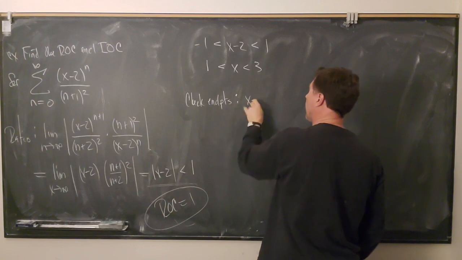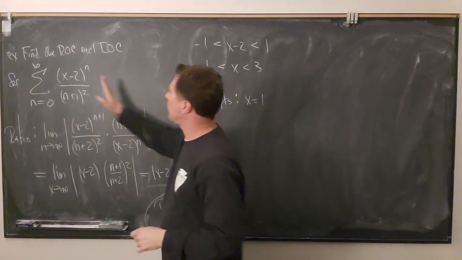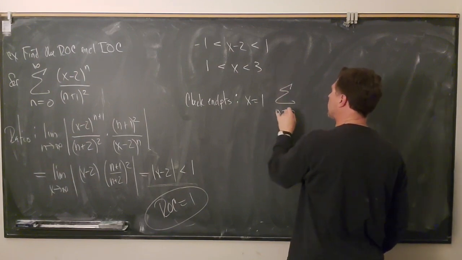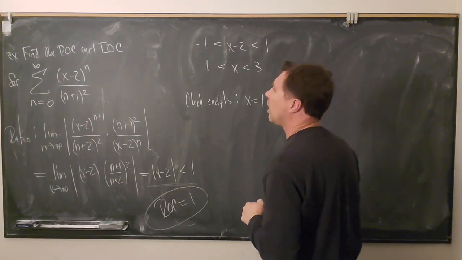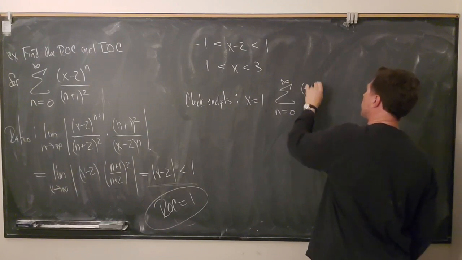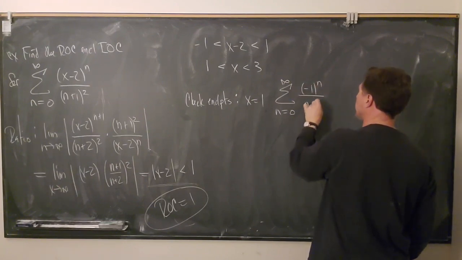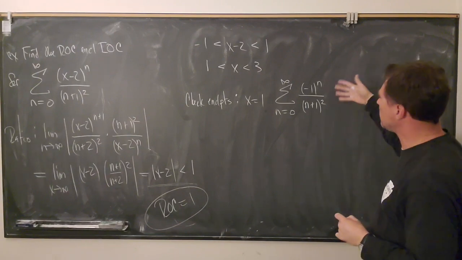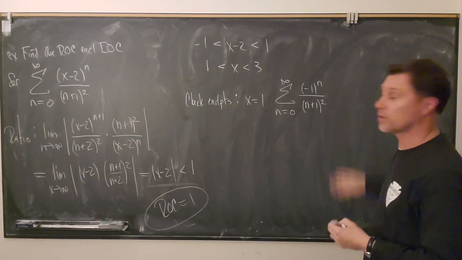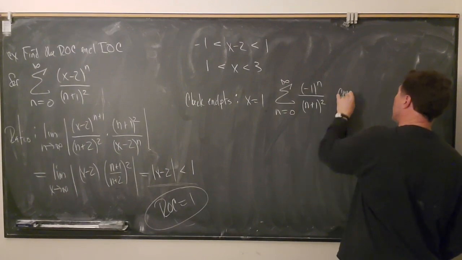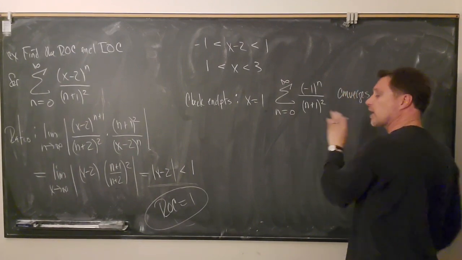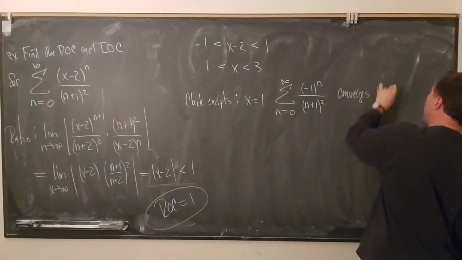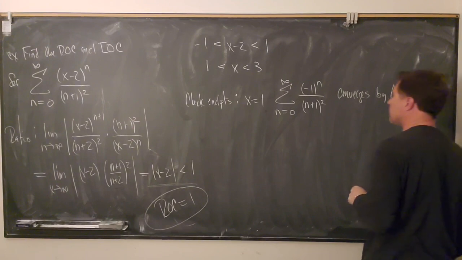When x equals 1, let's see, if I take 1 and plug it into here, we get the sum n equals 0 to infinity of (minus 1) to the n over (n plus 1) squared. This is easy to see: it is an alternating series that converges by the alternating series test. On a test or a quiz, you want to actually show the work, but I want to get through this.